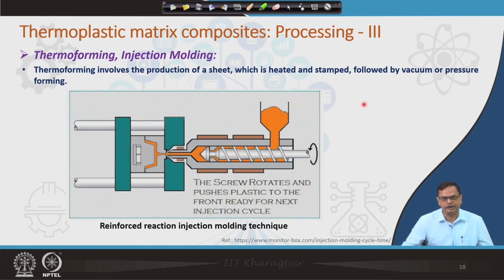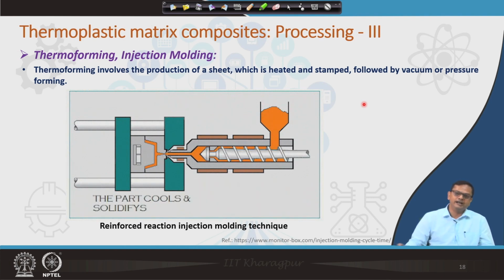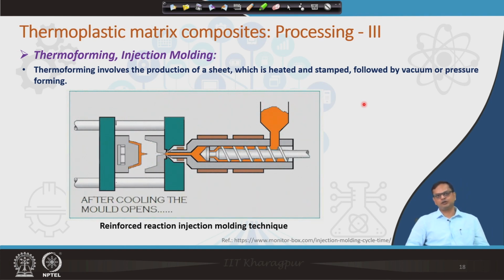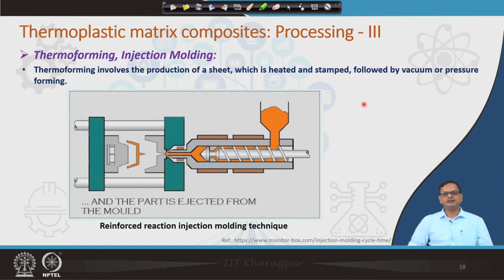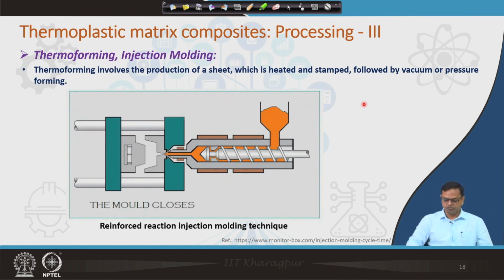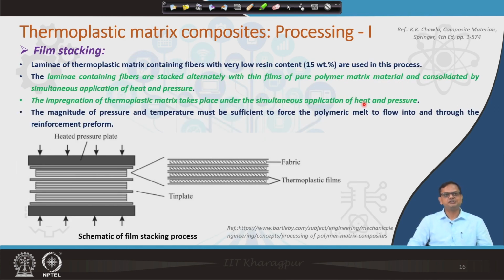thermoforming or injection molding. So, again in case of thermoplastic matrix composites, I have discussed three techniques, starting with the first one, film stacking, where films of thermoplastic material and tapes or fabric of the fibers get stacked, and then ultimately you apply heat and pressure to cure it, or to solidify and densify it.